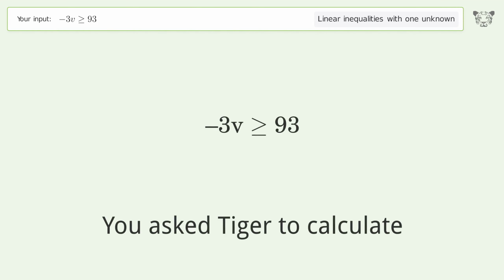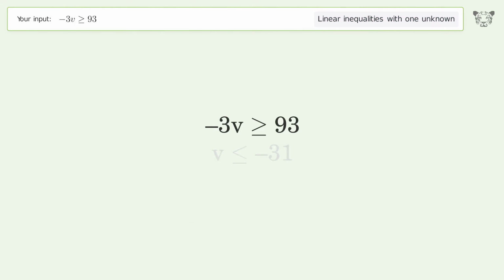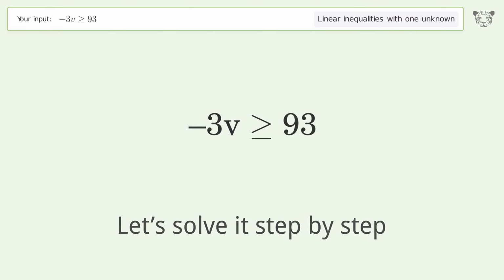You ask Tiger to calculate. This deals with linear inequalities with one unknown. The final result is v equal or smaller than -31. Let's solve it step by step.